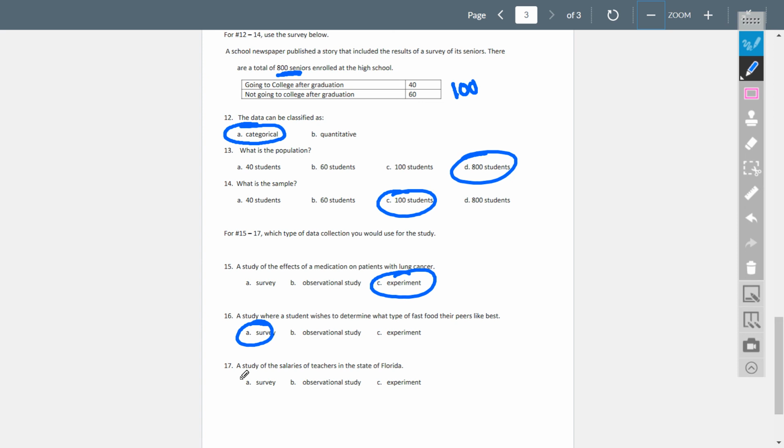However, if you look at number 17, a study of the salaries of teachers in the state of Florida, teacher salaries are available online. You just have to observe the salaries and study them. This is an observational study.